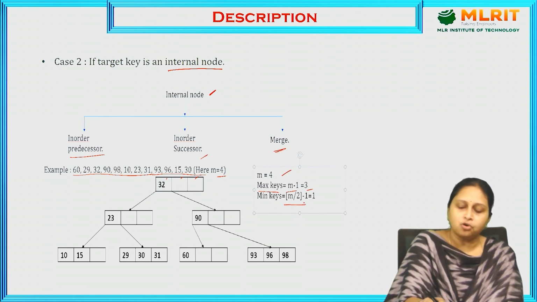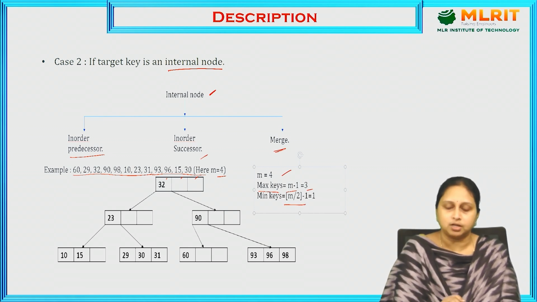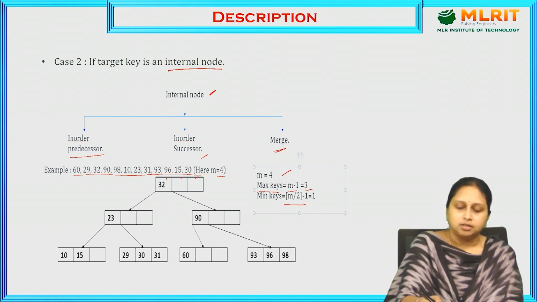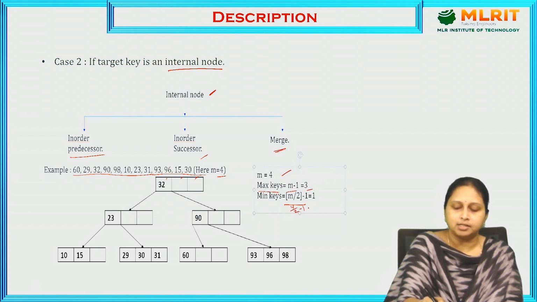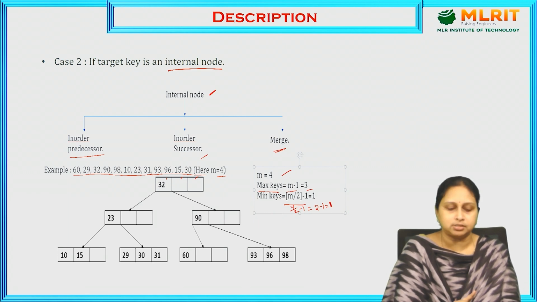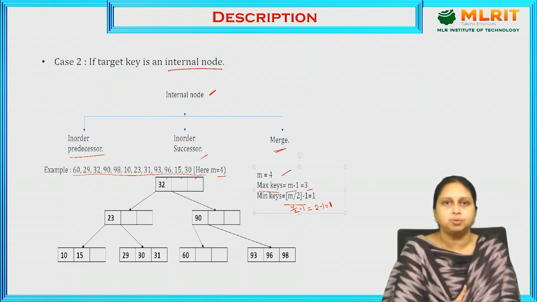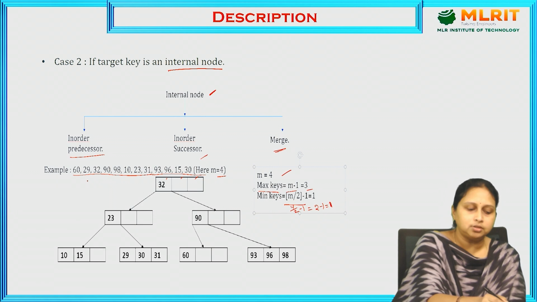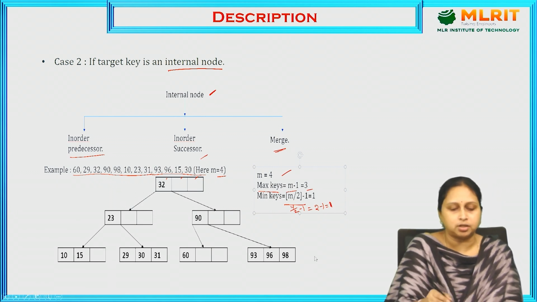That is floor of ceil of m by 2, minus 1. What is the ceil value? This is 4 by 2 minus 1. 4 by 2 is 2. 2 minus 1 gives us 1. At least one minimum key should be present in the tree, right? We can't delete all the nodes from the B-tree of order 4. At least one key has to be present, right? According to this, the tree has been constructed.